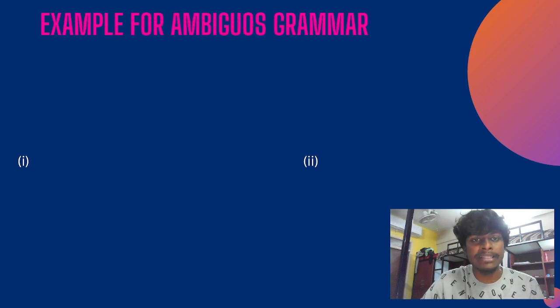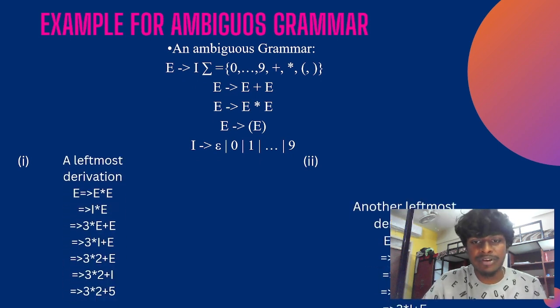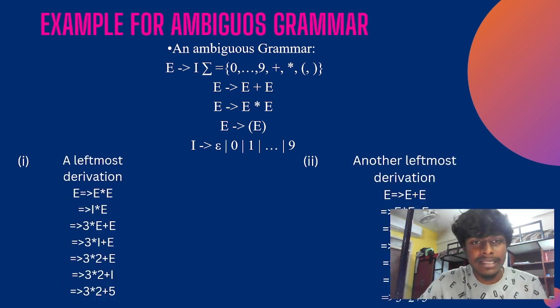And now let's have a look at an example of ambiguous grammar. So here is one example of an ambiguous grammar, like E, where they've given some numbers like 0 to 9, and it also consists of plus, asterisk, parentheses and all that stuff. So we can derive this in two different ways. If we can do it in two different ways, then it is an ambiguous grammar, as we can see in the picture.